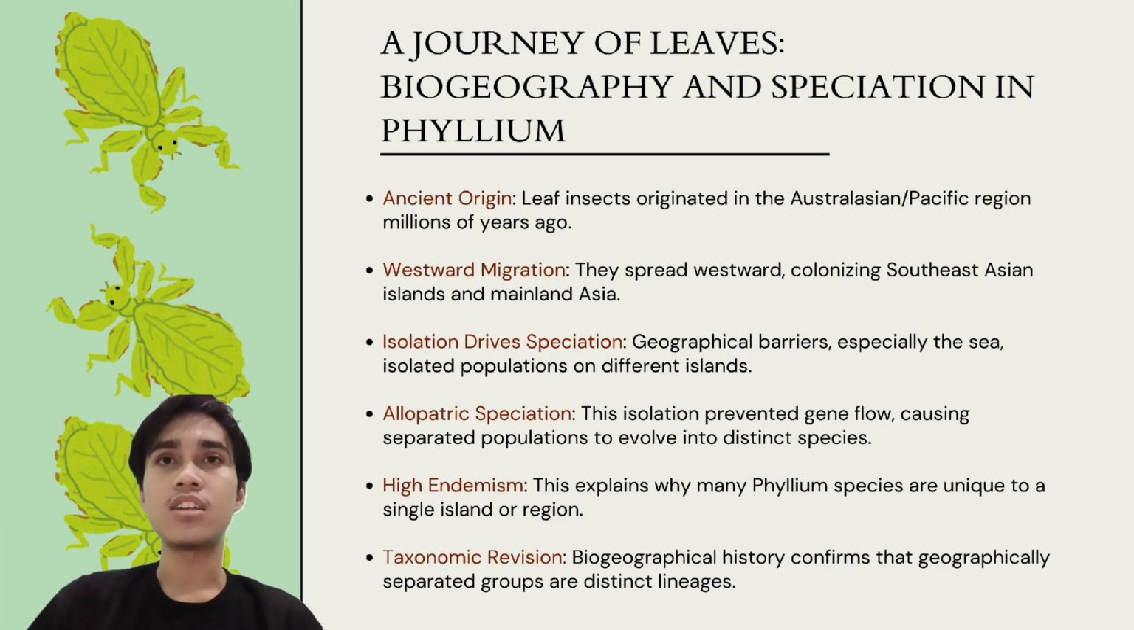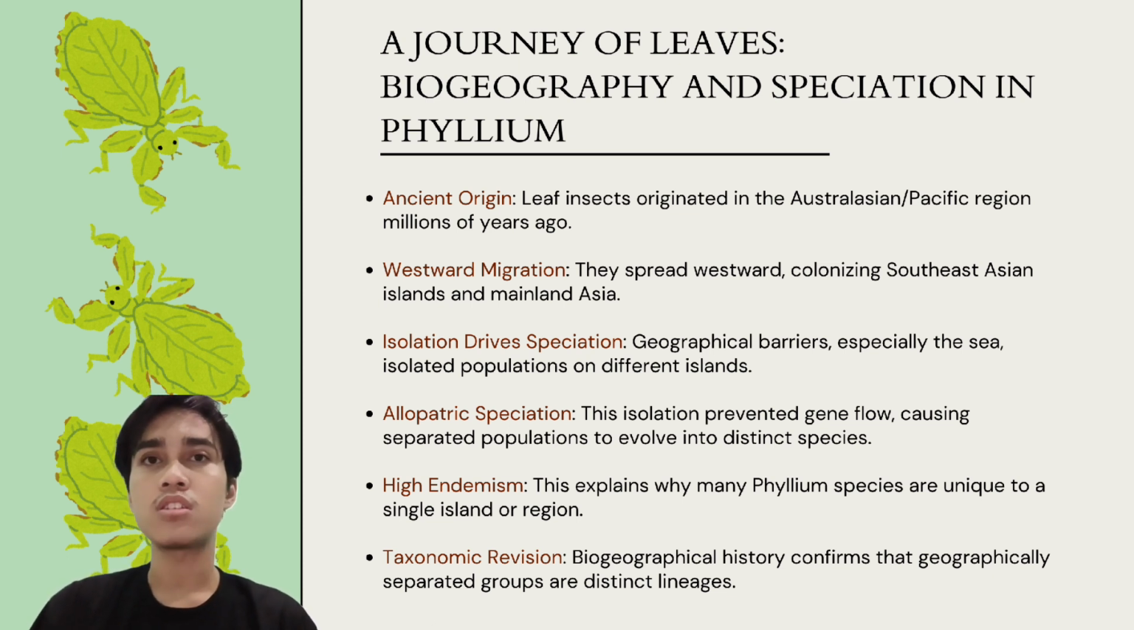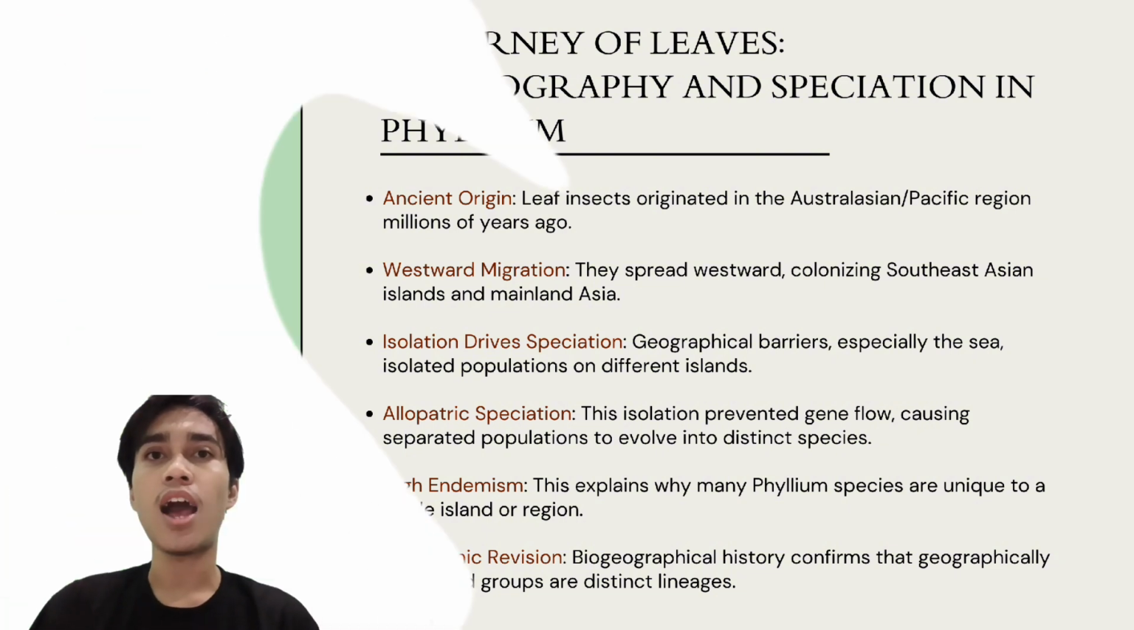Now, let's trace the journey of leaf insect biogeography. The species is Phyllium. These insects have an ancient origin in the Australian and Pacific regions millions of years ago. From there, they embarked on a westward migration, colonizing the islands of Southeast Asia and mainland Asia. This journey highlights how isolation drives speciation. Geographical barriers, especially the sea, separate populations on different islands. This separation led to allopatric speciation, preventing gene flow and causing isolated groups to evolve into unique species. This process explains the high endemism.